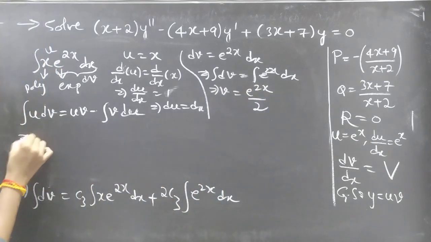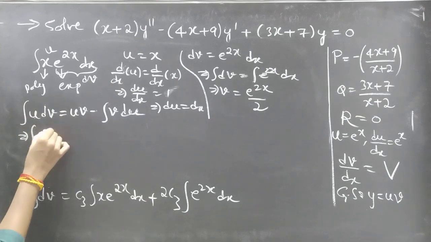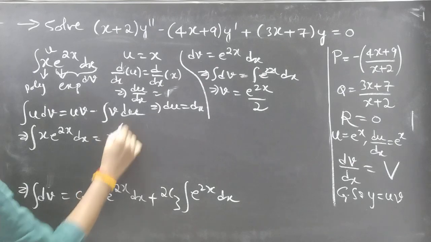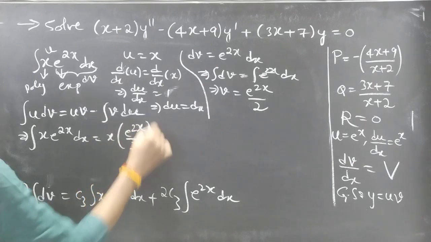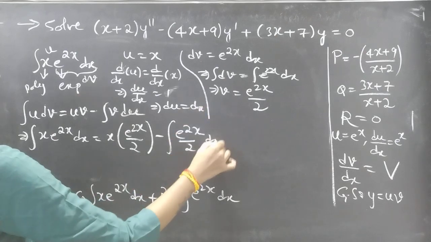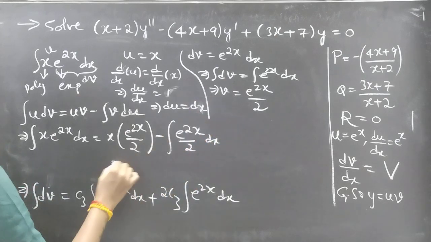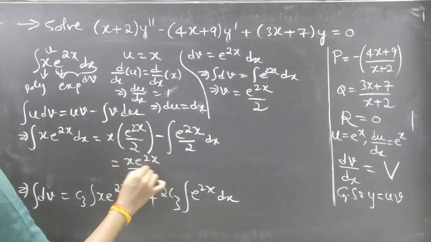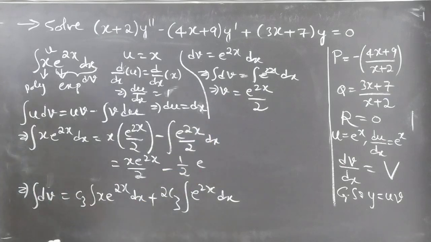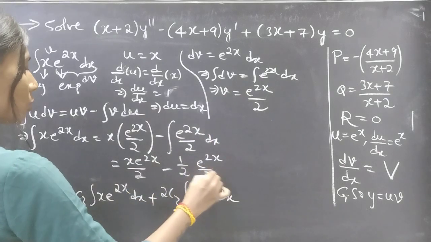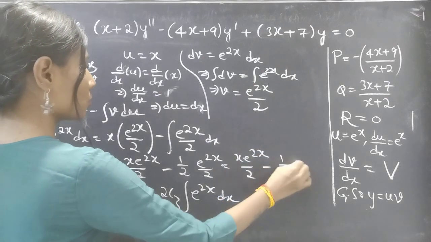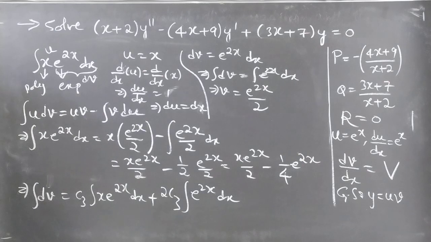Now coming to the formula, integral u dv equals uv, which is x into e power 2x by 2, minus integral v into du, which is equal to dx. This is x, okay? Which equals x e power 2x by 2 minus 1 by 2 into the integral of e power 2x dx, which is e power 2x by 2, which equals x e power 2x by 2 minus 1 by 4 into e power 2x.